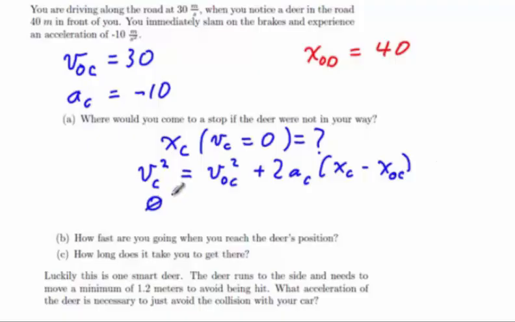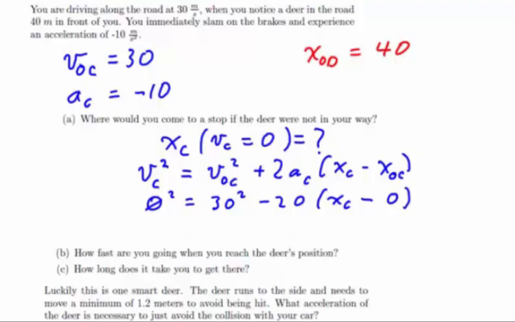This gives us 0 squared is 30 squared, twice negative 10 is minus 20, times the quantity x of the car, which is what we're looking for, minus the initial position of the car. If at this point you had not been careful with your notation, you might be tempted to put 40 in there, but that's not where the car begins, that's where the deer begins. The car begins at location 0.